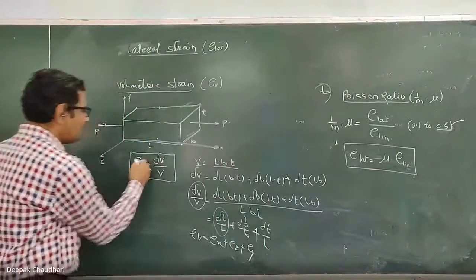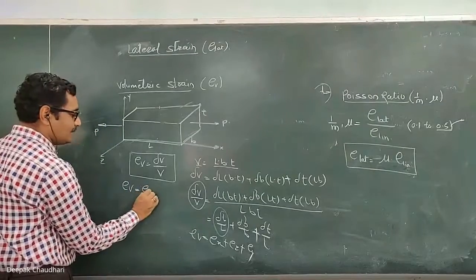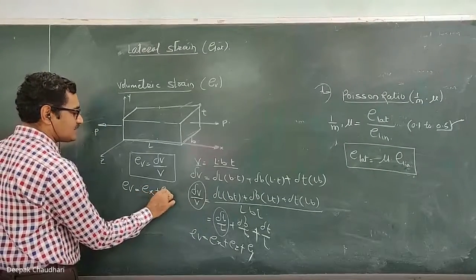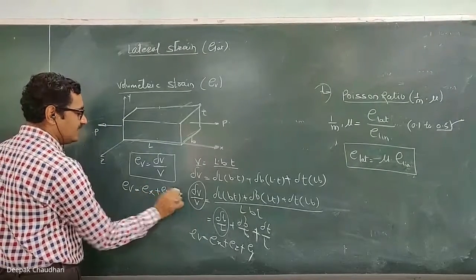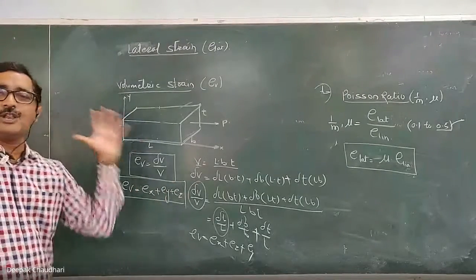But how can we calculate this volumetric strain? You can calculate separately the strain in x direction plus strain in y direction plus strain in z direction. So the summation of the strain in x, y and z direction gives you the volumetric strain.